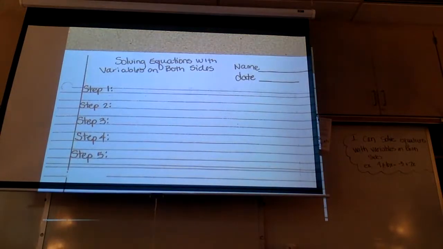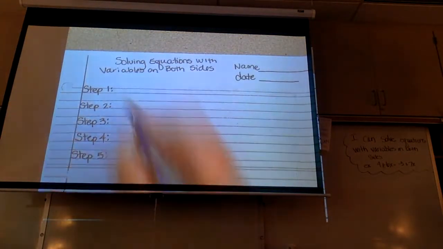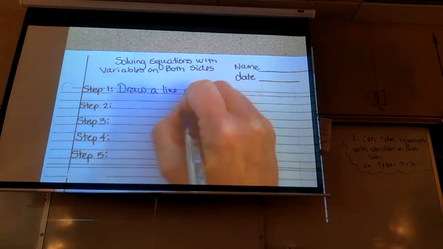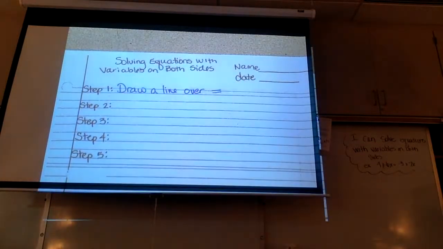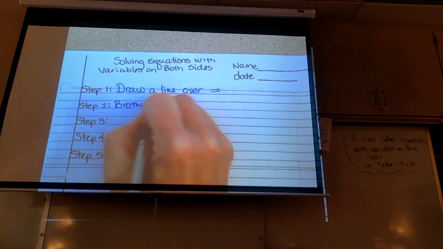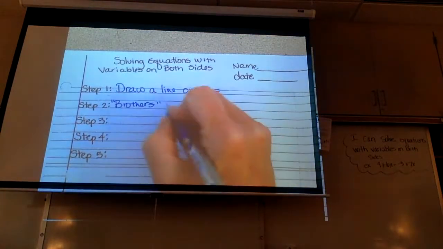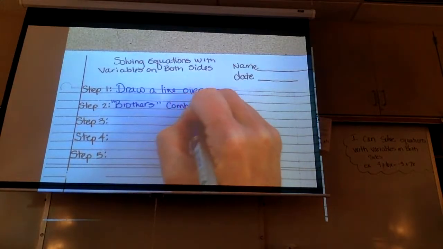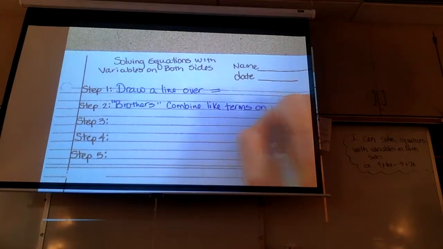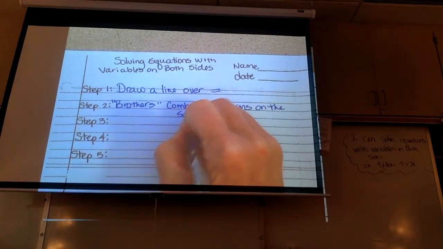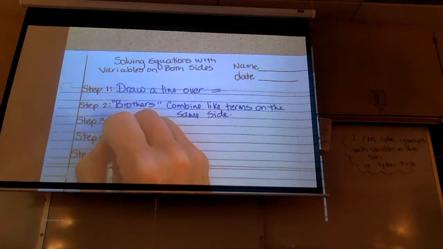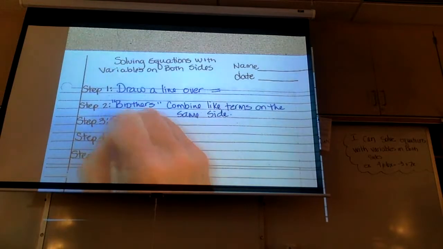So, step one, we're going to draw a line over the equal sign. We've always done that. That's nothing new. The next is we're looking for brothers. We are going to combine like terms on the same side, if there are any. Our next one, this is where it gets new, is we're going to put all the hostages together.